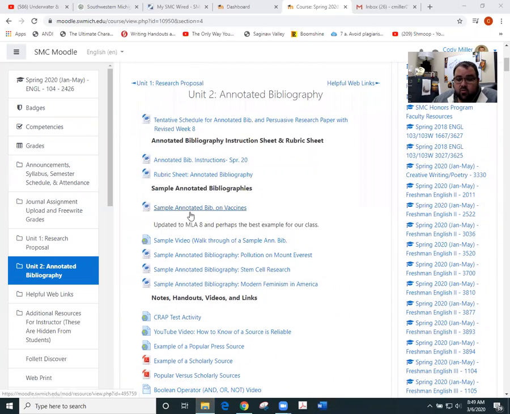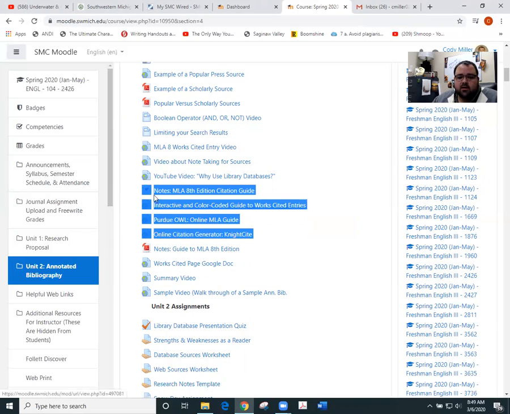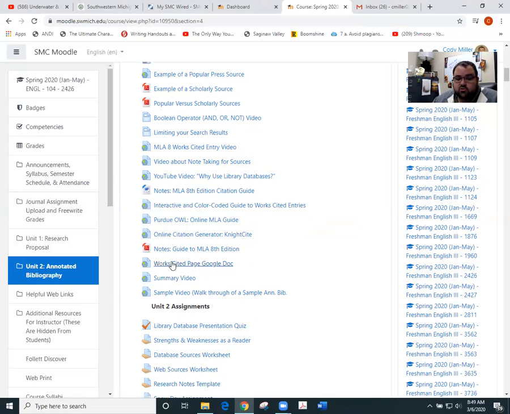We also spent quite a bit of time looking at these right here. Down a little further, right here, the Notes, MLA 8th edition citation guide, the interactive and color guide, the Purdue OWL, and then the citation generator. So we use those in class ultimately to construct some different samples in this works cited page Google Doc. So make sure that you review those. And then we had Journal 4 that came due for us on Thursday.